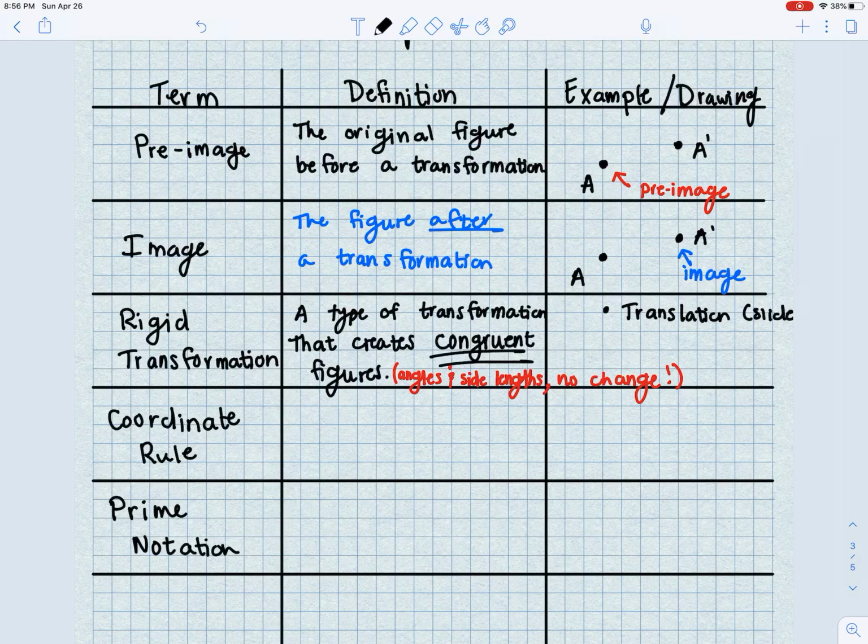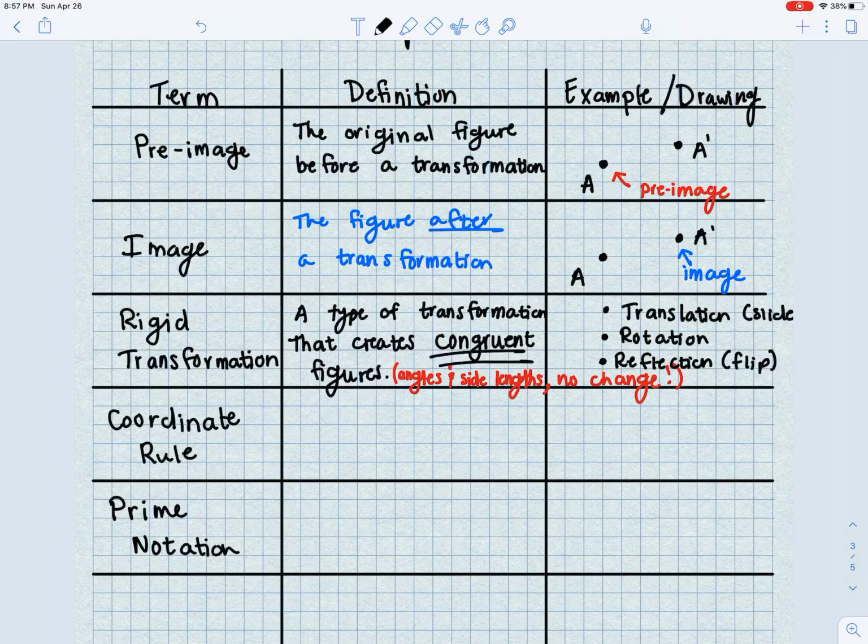Oops, I ran out of space there. Okay. Second type of rigid transformation we're going to look at is called a rotation. And then the last one is called a reflection, or a flip. There we go. So those are the 3 types of rigid transformations we will be looking at this week.